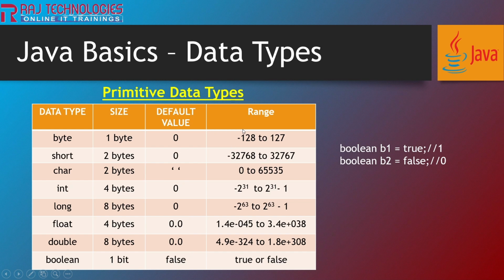We have one more thing, the range. The range of byte is -128 to 127. If you take a variable of type byte, we can store a value between -128 to 127. This we call the range. If you want to store a bigger value than the byte range, we go with short. In the case of short, we can store a value between -32768 to 32767. If you want to store a bigger value than short, we go with integer. If you want to store a bigger value than integer, we go with long. Similarly, if I want to store a bigger value than float, we go with double.